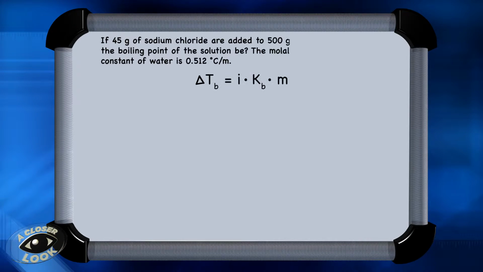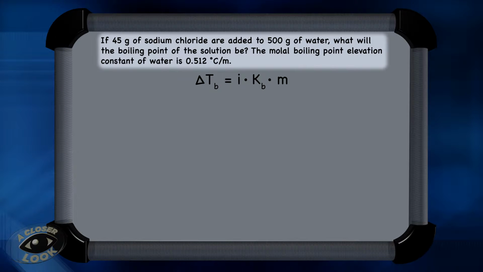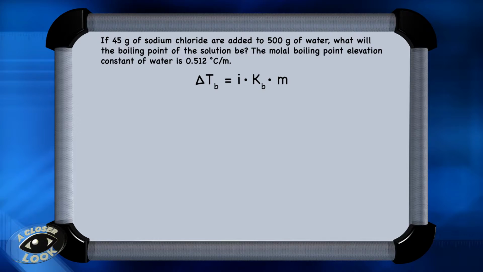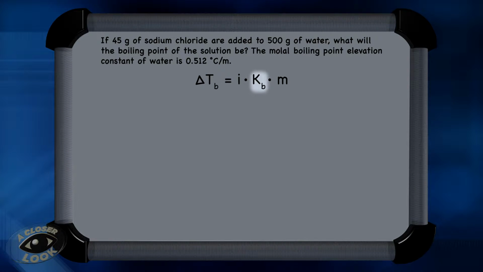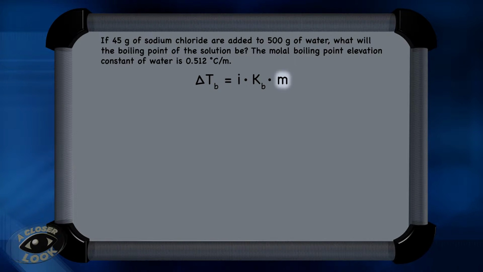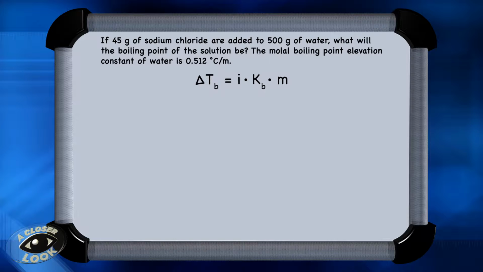Here's a practice problem involving boiling point elevation. If 45 grams of sodium chloride are added to 500 grams of water, what will be the boiling point of the solution? The molal boiling point elevation constant of water is 0.512 degrees Celsius per molal. Remember, our equation has a few variables. The delta T sub B is the change in temperature, in this case the boiling point elevation. i is the Van't Hoff factor, K sub B is the molal boiling point constant for water, and m is molality. Let's take the i first, the Van't Hoff factor.